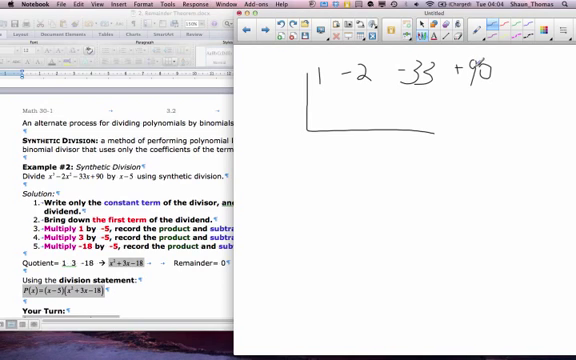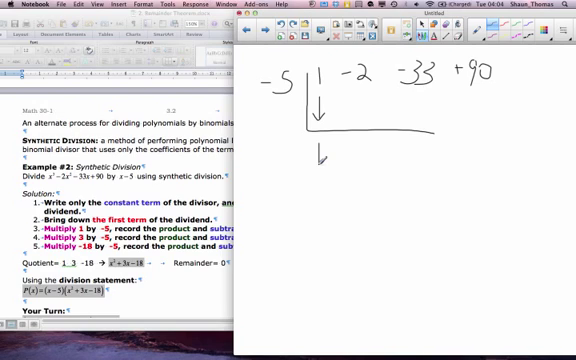And then on the left side of my box, I'm going to take the constant term from my divisor. So in this case, it's my -5. So only the constant term. Now, step 1 is I'm going to take this 1 and carry it down. You don't necessarily have to put an arrow, but I'm going to demonstrate. And I get a 1 here. That's the first step. The first term always gets carried down.